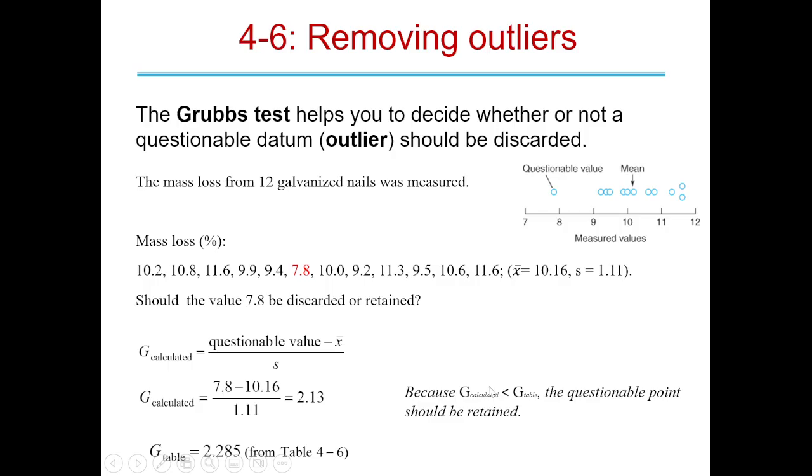So in this case, we see that G calculated is less than G table. We should actually maintain this questionable data point. We cannot eliminate it. This is within the realm of random error. So, it's on the tail end, but... When you're looking at G table, is it based on the amount of data points you have? Yeah, it's going to be based on the number of data points you have.